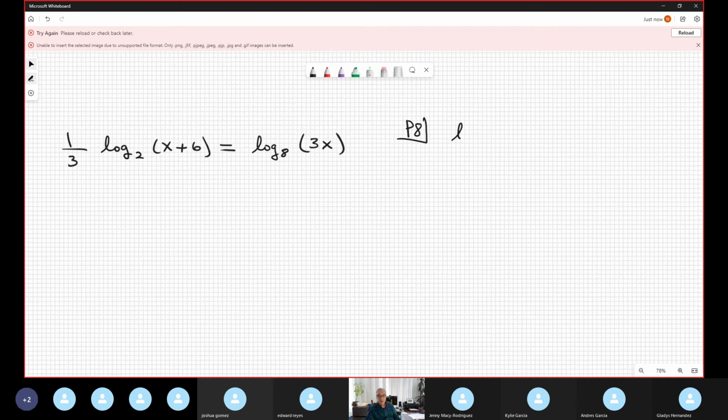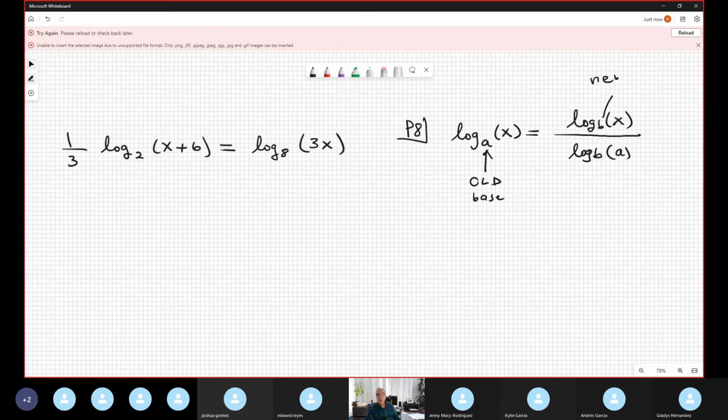Property number 8 says: logarithm of base A, which is arbitrary, of the number x is equal to the logarithm of another base of the same number divided by the logarithm of the new base of A. A is the old base. B is the new one.